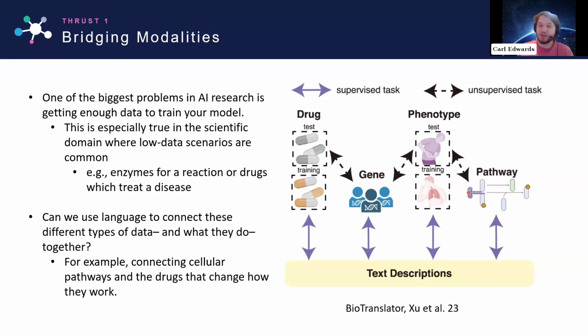Let's say I want a drug that can treat this disease, and no other drugs exist to do that right now. So that's a very low data scenario. But an idea here is we have all these different types of data. Can we connect them using language as a glue, essentially? So can we, for example, connect cellular pathways with the drugs that change how they work?